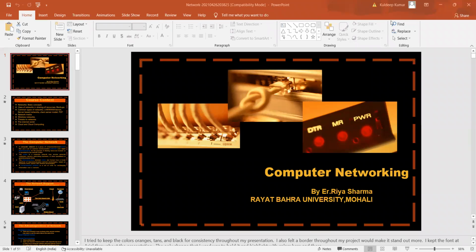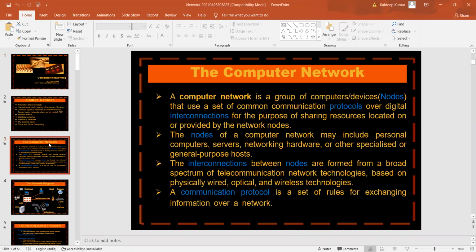The topic of today's class is based on computer network or networking. Let's understand first what is computer network. A computer network or a network is a connection between two or more devices that they can be linked with each other for the purpose of sharing resources located or provided by network nodes. In today's era, we are connected with each other through a network.